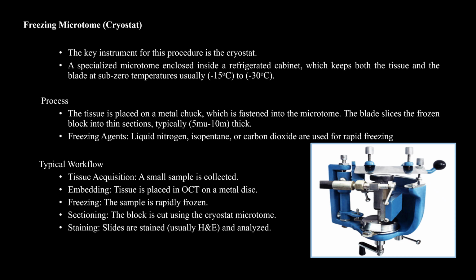Liquid nitrogen, isopentane or carbon dioxide is used for rapid freezing. Typical work: the tissue accumulation, small sample tissue. Immediate tissue on the metal block. Sample is rapidly frozen. Then cutting, staining, and the tissue is analyzed.